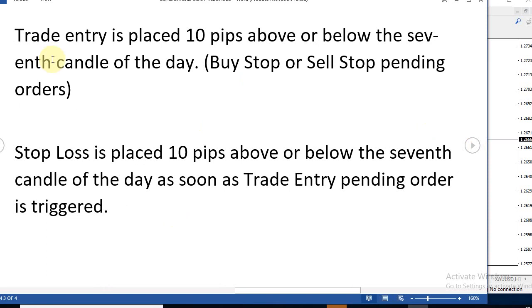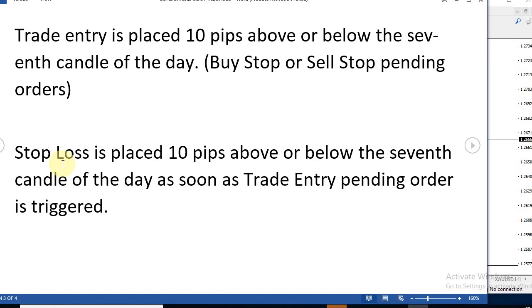Trade entry is placed 10 pips above or below the 7th candle of the day. That means you place your buy stop 10 pips above the 7th candle of the day, and you place your sell stop 10 pips below the 7th candle of the day. Now stop loss is placed 10 pips above or below the 7th candle of the day as soon as the trade entry pending order is triggered.